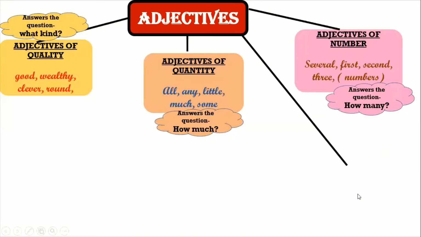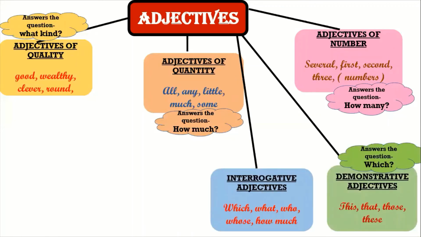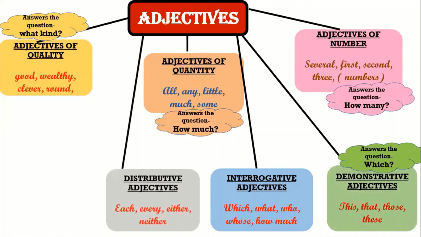Next, interrogative adjectives, which we learned in the previous class. It asks a question, right? So which, the WH questions. Interrogation means there will always be a question mark. Which, what, who, whose, how much, all these come under interrogative adjectives, and they should be placed next to nouns. Next one, distributive adjectives, which we learned just now: each, every, either, neither. Remember all these 4 words, that is distributive adjectives.